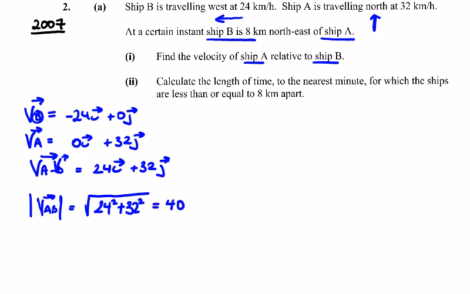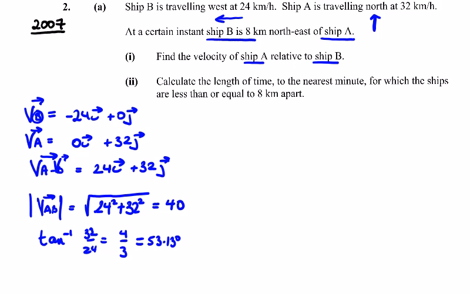That's the answer here. And the direction, the inverse tan of 32 over 24, from that same 3, 4, 5 triangle, will be the inverse tan of 4 over 3, which is 53.13 degrees.